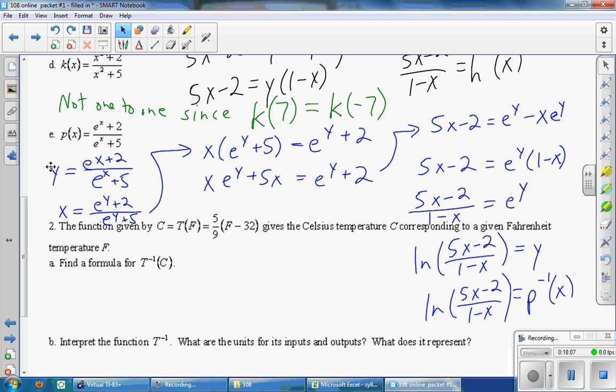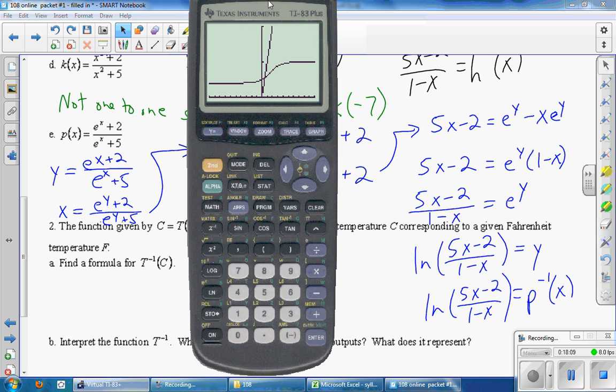Okay, and we can graph this on the calculator. So we'd be expecting some mirror image of that. Some people find drawing mirror images to be very easy. A lot of people find it quite challenging. But let's see what the calculator does for us here. 5x minus 2 divided by 1 minus x.